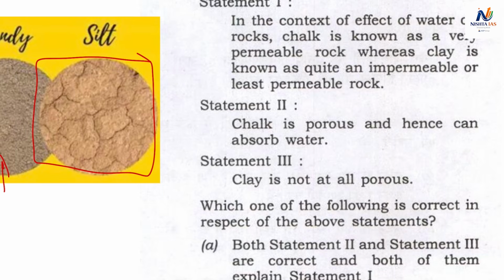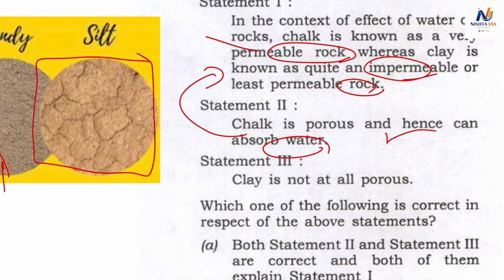Here there was a question, in the context of the effect of water on the rocks, chalk is known as a very permeable rock, whereas clay is known as quite impermeable. Yes friends, if you put a drop of water on chalk, the water disappears into the chalk because it is highly permeable, and that is not the case with clay. So if you drop water on clay, the soil retains that water droplet. And so here the chalk is porous and hence can absorb water. So this is also correct, and it is a reason for statement 1.